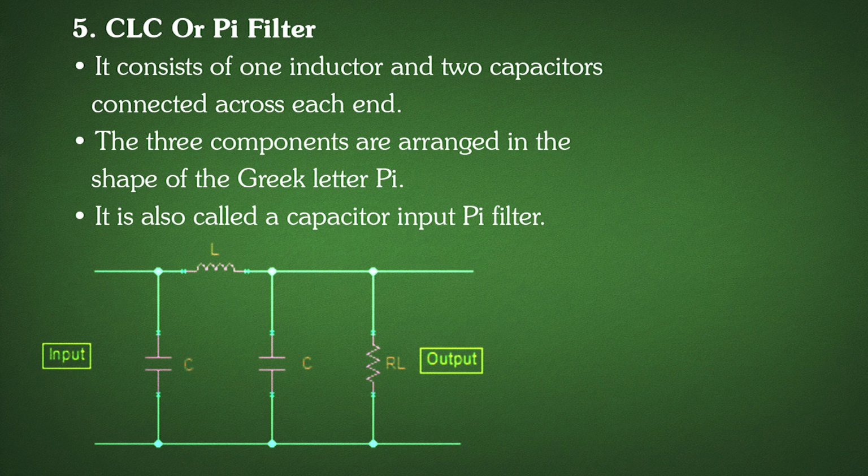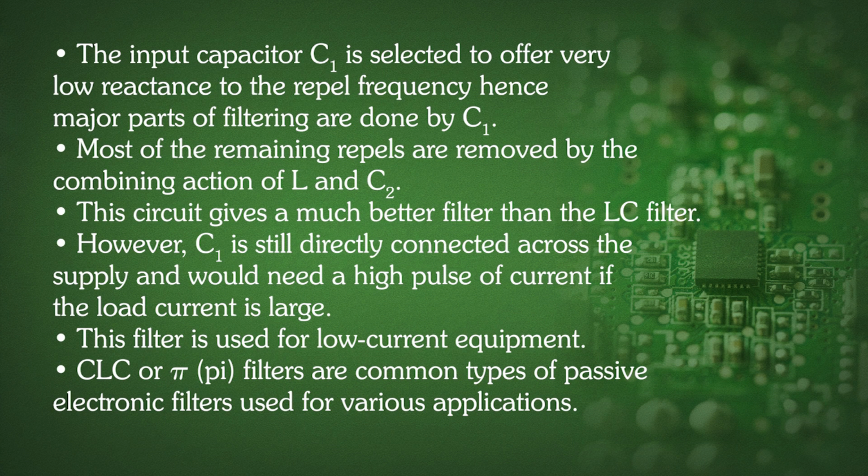So, the figure shows the circuit for the CLC or pi filter, in which the two capacitors are connected in parallel or across the load RL, the load resistance RL, and an inductor is connected in series with it. The input capacitor C1 is selected to offer very low reactance to the ripple frequency, hence major parts of filtering are done by C1. Most of the remaining ripples are removed by the combined action of L and C2. So, this circuit gives a much better filter than the LC filter.